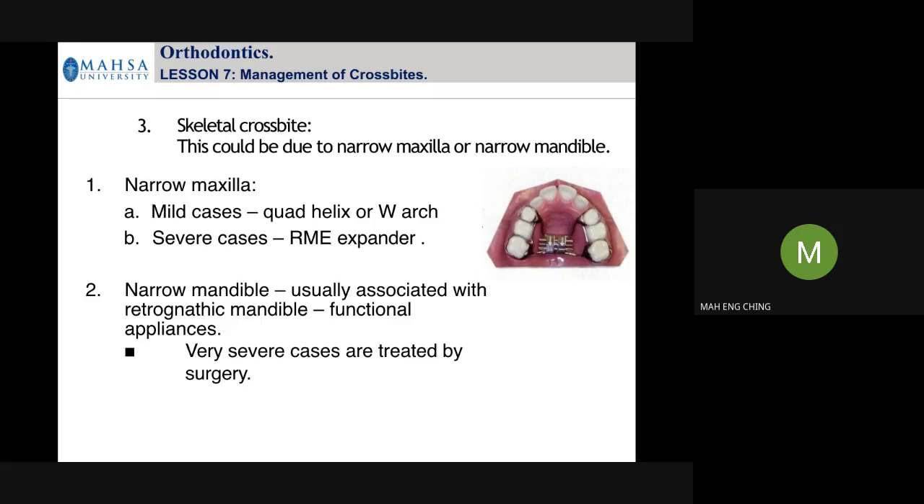A narrow mandible is usually associated with a retrognathic mandible. You can use a functional appliance. Functional appliance, I think we discussed this before. You will bring the lower jaw forward, and that will correct a scissor bite. Very severe cases are treated by surgery. Class 2, Class 3, severe crossbite involving the whole jaw, then a lot of the time we need the surgical option. You need the oral surgeon to come in and help us.